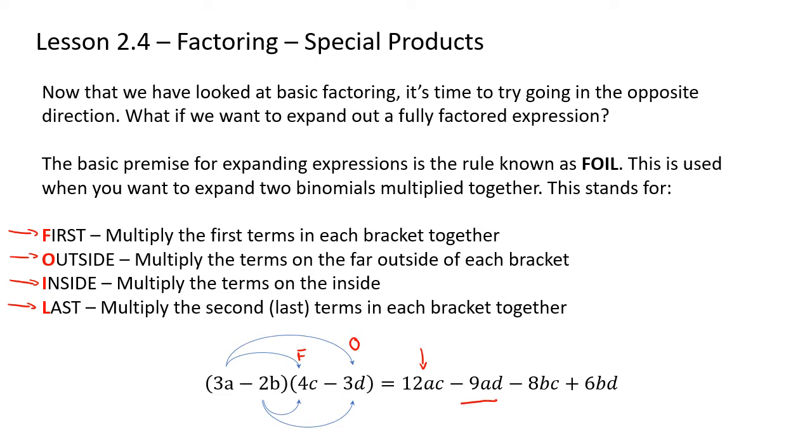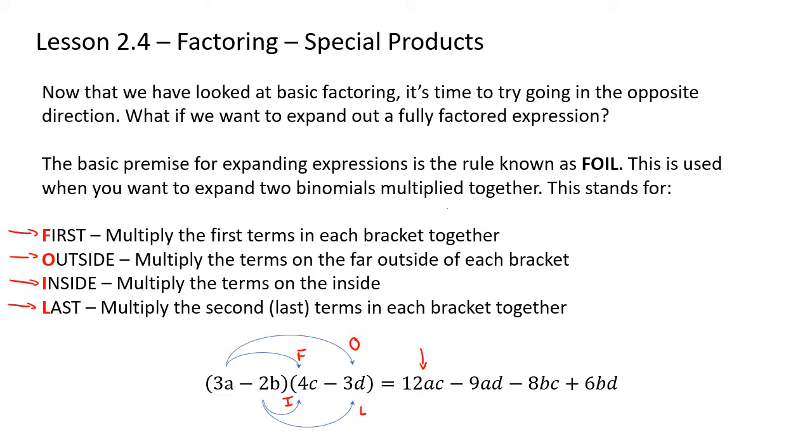You can see a second term here. Then we do the inside terms, the two terms on the inside of the brackets, I'll write the I here, the negative 2b and the 4c. So negative 2b times 4c is negative 8bc. And then last, which is the last term in the first set of brackets and the last term in the second set of brackets. I'll write the L there. So in this case, we end up with negative 2b times negative 3d, which is positive 6bd.